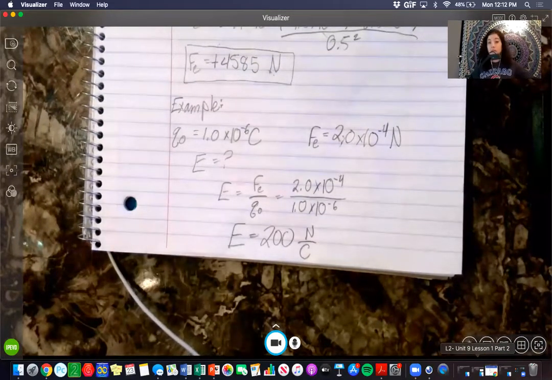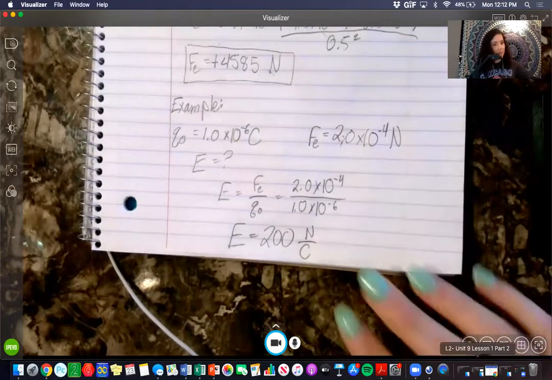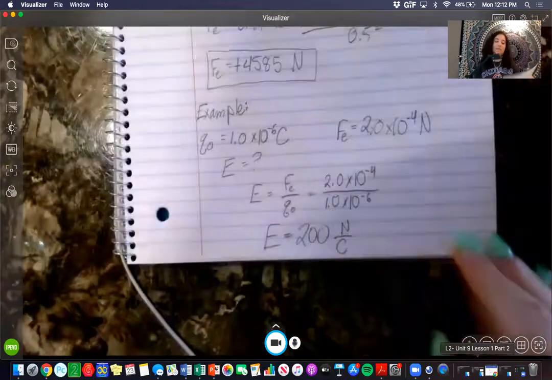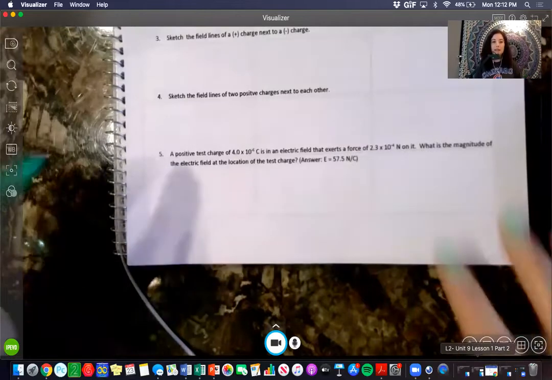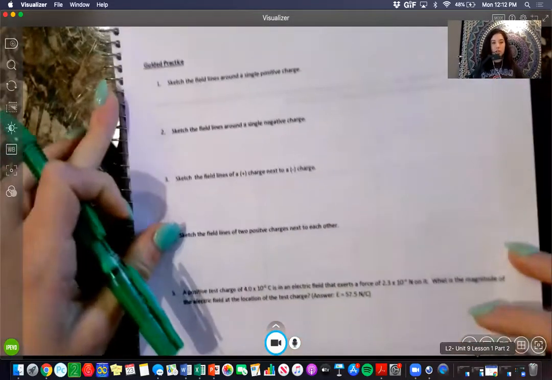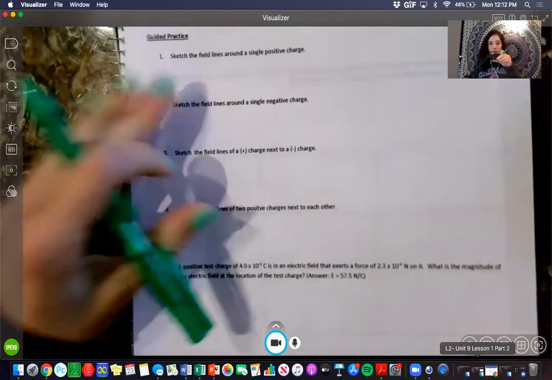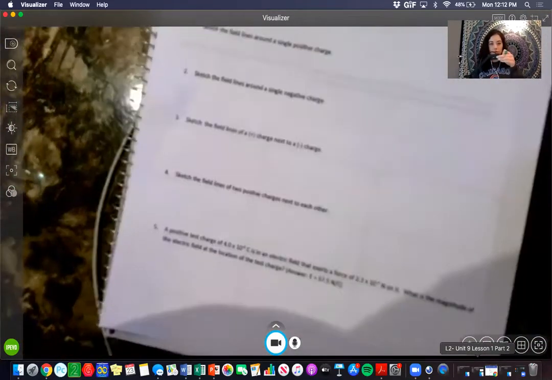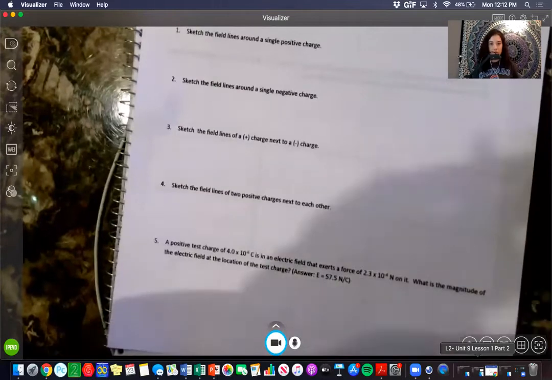So that was the only real example we were going to do. If we were in class, you would move on and do these guided practice problems with a partner, but instead you can do them with me. So this worksheet is on the Google Classroom. You are free to just copy.